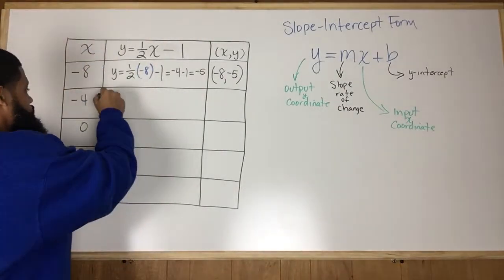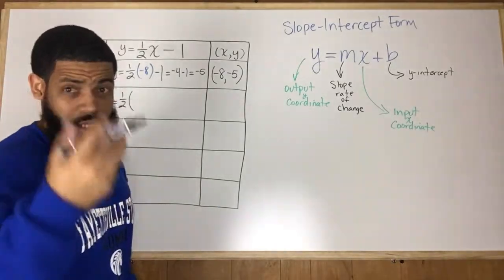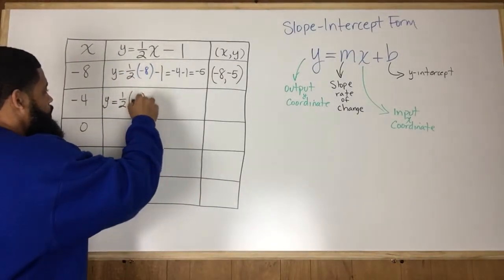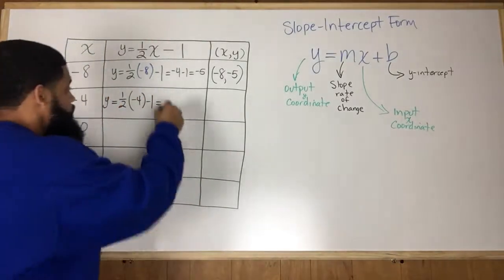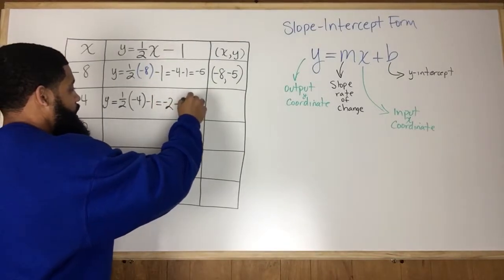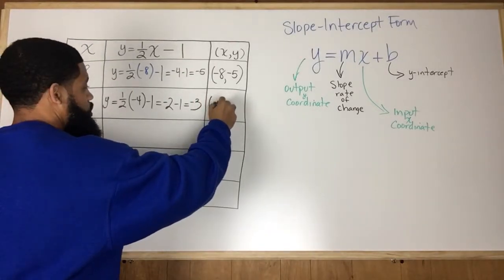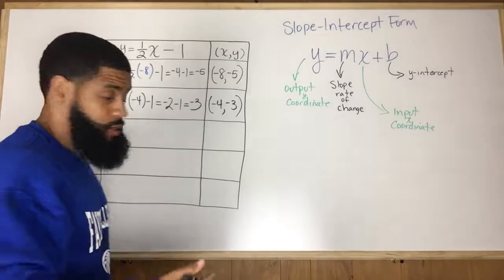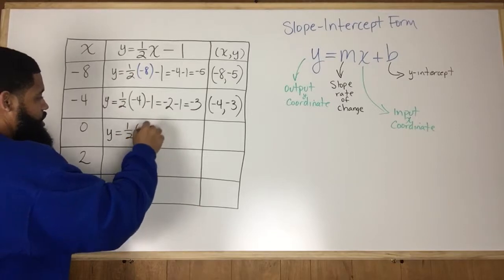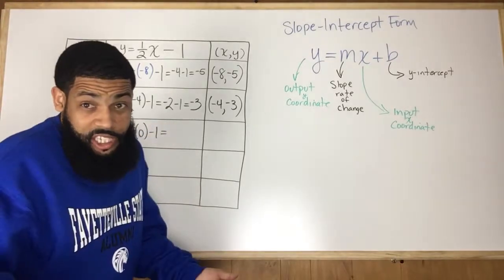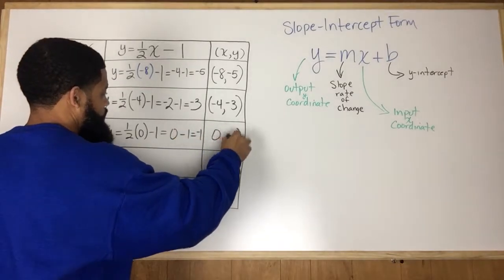All right, here we're going to get the same thing, but we're going to plug in, for the sake of time, I'm going to just stick with one color, -4 minus 1. Okay, so half of -4 is -2, so -2 minus 1 is -3. All right, so we have -4 and -3 as our ordered pair. We're going to do the same thing. Half of 0 minus 1. Half of nothing is nothing. So 0 minus 1 is -1. So we have 0, -1.